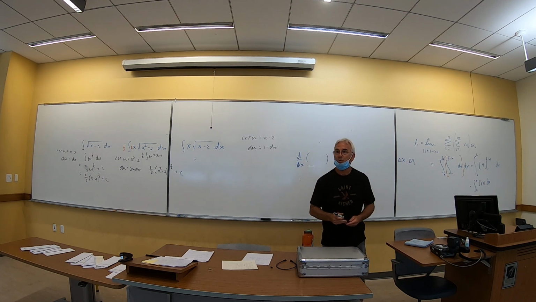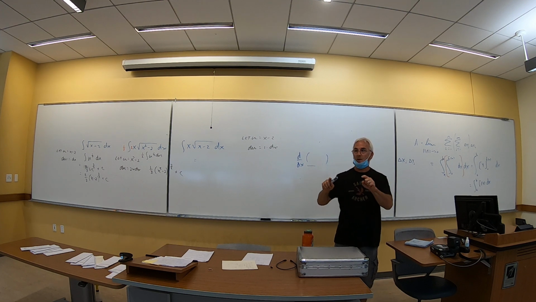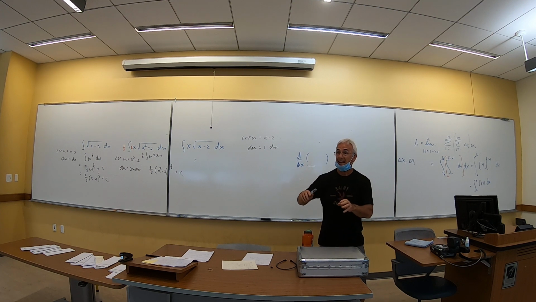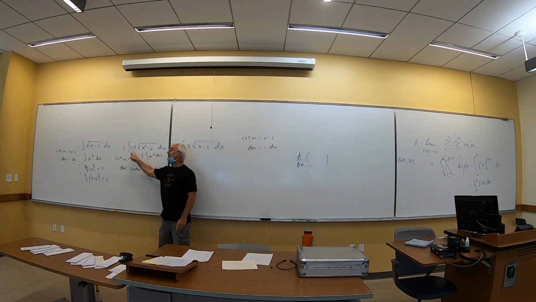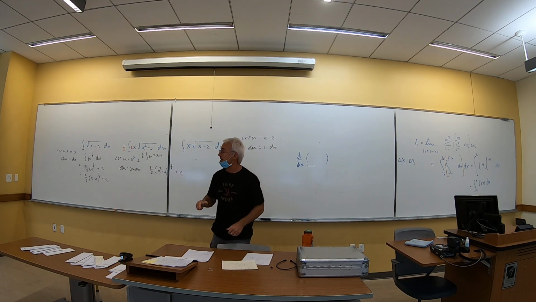U substitution is a very specific form of substitution that you learned in Calc 1. U substitution only works if I have the chain rule factor or at least a scalar multiple of the chain rule factor as part of the integral. That's it. There's no exception. I cannot do a U substitution.